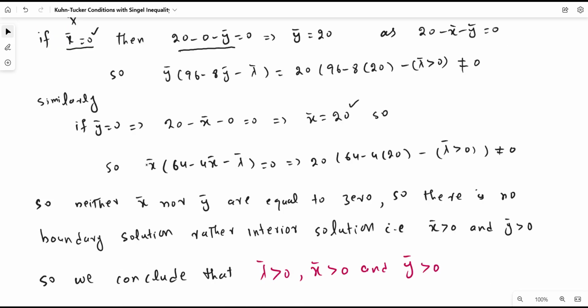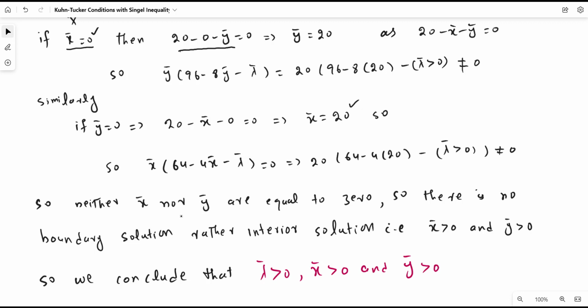Putting x bar equal to 20 in this equation, 20 into 64 minus 4 into 20 minus lambda bar, but lambda bar is already greater than 0. So if you look at these calculations, overall its value is not equal to 0, so that's why this is not equal to 0. So what we conclude is that neither x bar nor y bar is equal to 0.